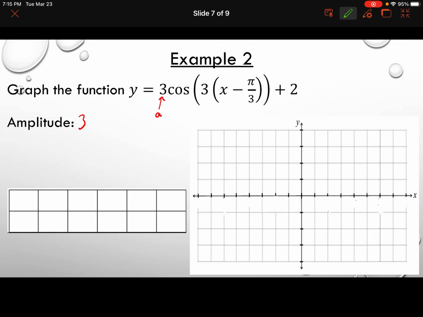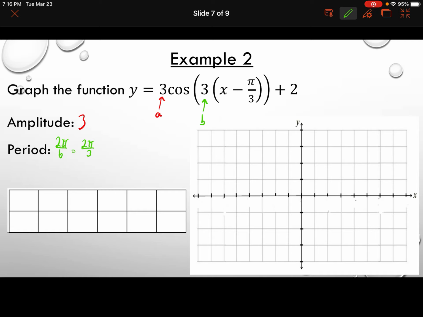Now let's do the period. In order for us to know what the period is, we have to figure out what the b value is. Well, the b value is 3, which means the period, because the period is 2 pi divided by b, is going to be 2 pi over 3.